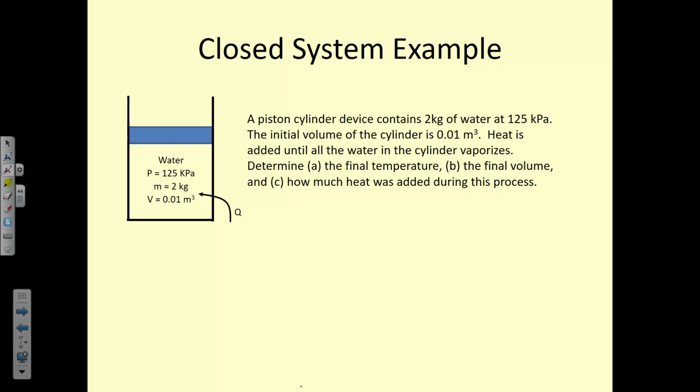So if we want to calculate first our specific volume at state 1, it's equal to the total volume divided by the mass at state 1. So we have 0.01 meters cubed divided by our 2 kilograms. We find our specific volume is equal to 0.005 meters cubed per kilogram. So now do we have 2 independent intensive properties? Yes. We have our pressure and our specific volume.